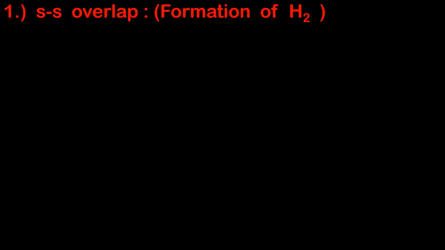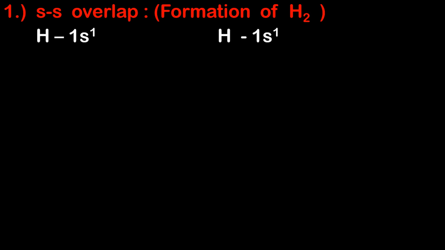Now obviously, from the heading itself, s-s overlap means that the s orbital of one atom is going to overlap with the s orbital of another atom. So the heading itself makes things clear.